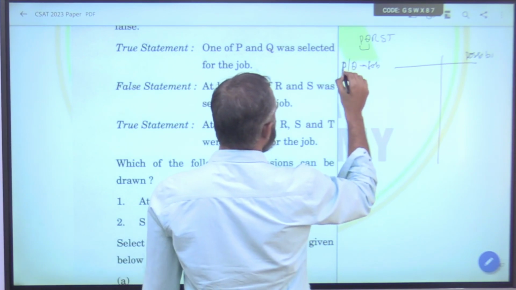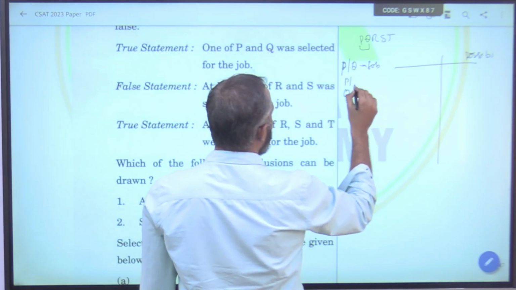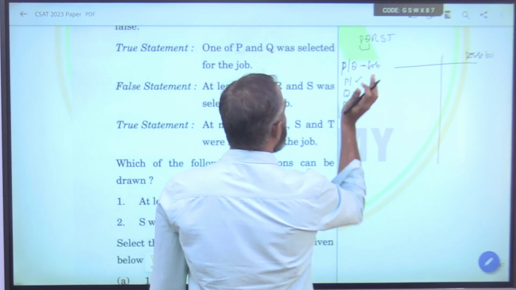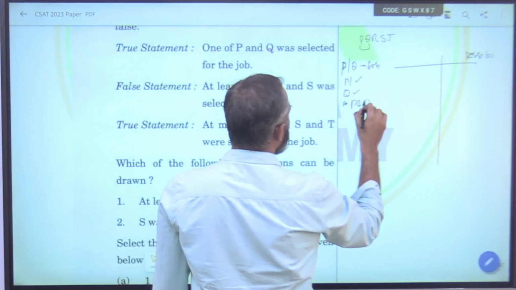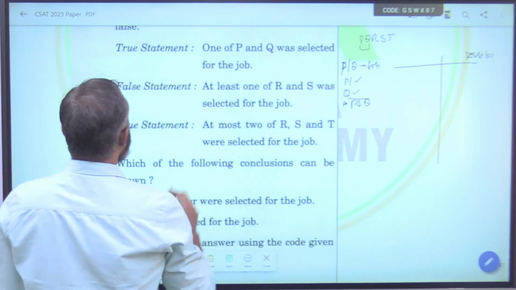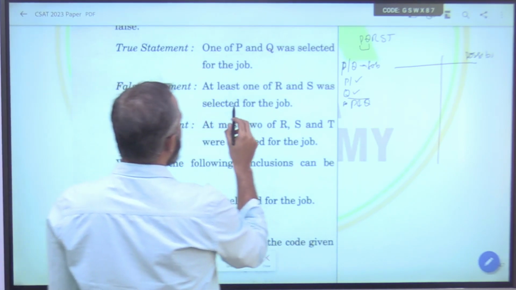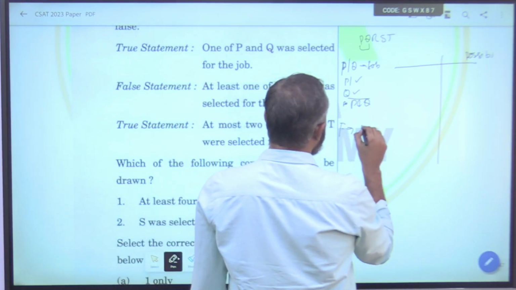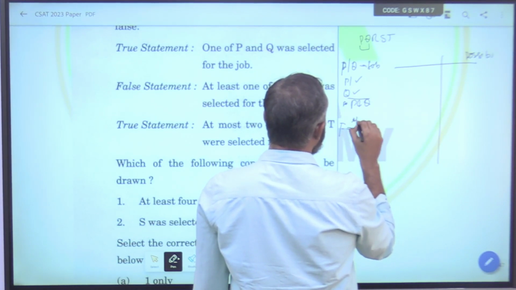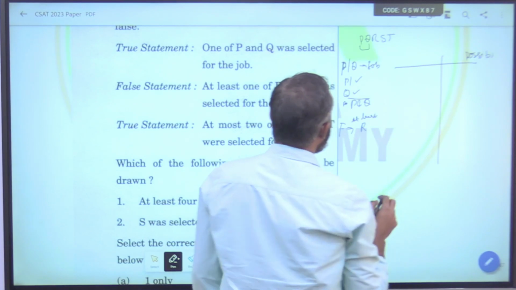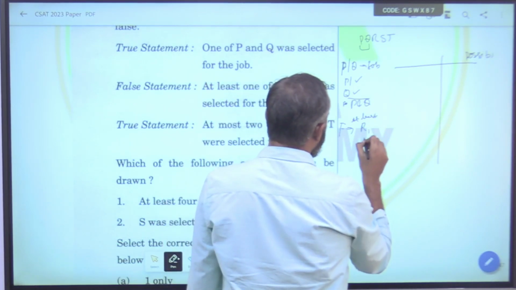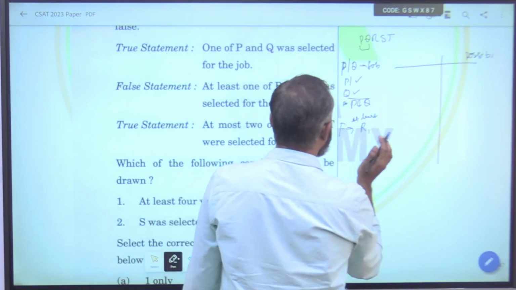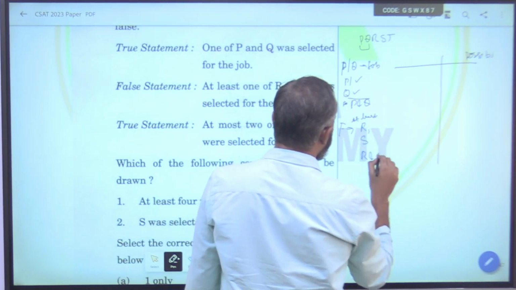So since this is a true statement, only either P or Q, not both is possible. So not P and Q is not possible. I am just representing it. Next, false statement. At least one of R and S was selected for the job. So since this is false, the false statement tells that either R or S, or R and S were selected for the job.